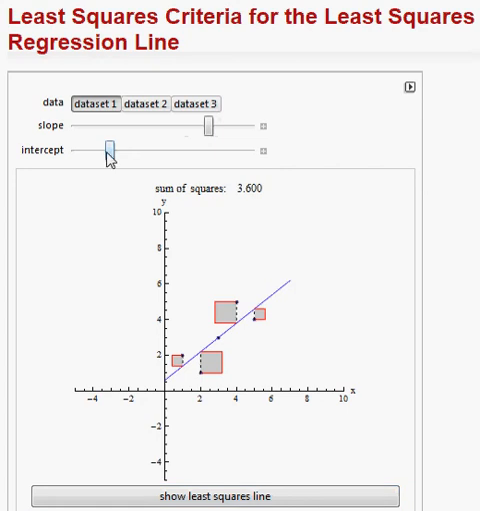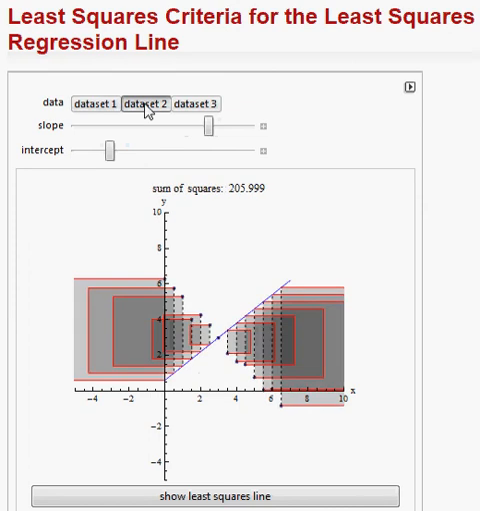Now intercept, look at the sums of squares number. If I move the intercept a little bit to the right, you see sums of squares gone up. And if I move a little bit to the left, again it's gone up. Okay, so you can visually see that if I move the slope or the intercept to the right or left from the least square values, then you see that the sums of squares of residuals is increasing.